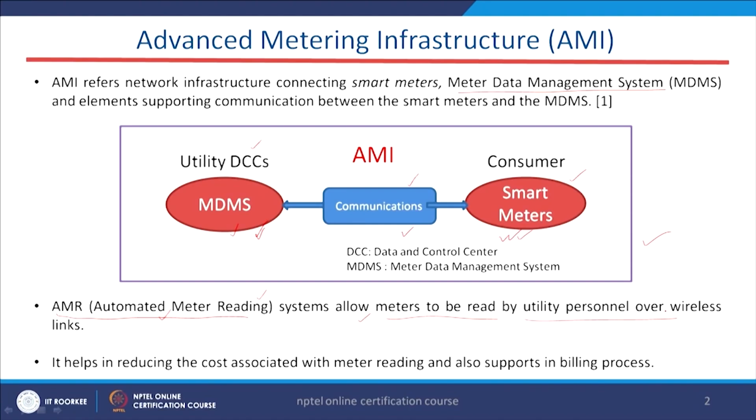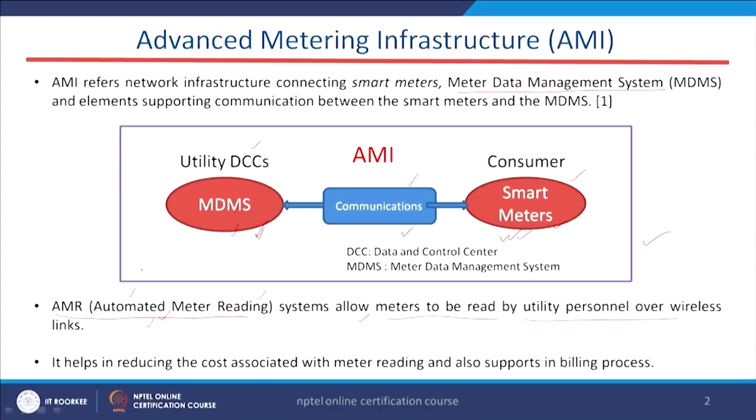Basically, inside the customer premises we have the energy meters, we have the smart meters. So, we have to collect the data from those smart meter readings. For that purpose, this automated meter reading system allows any personnel who reaches near the customer premises to read the data of the meter by wireless communication, from there itself. That is what this AMR does.